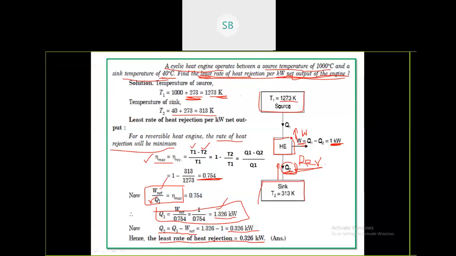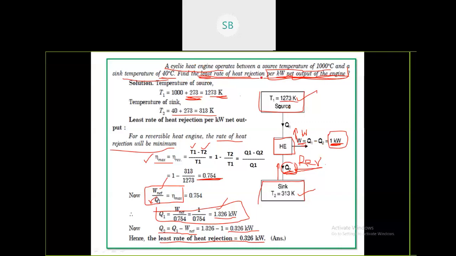So first of all, whenever we have to find out anything, you should know what the given things are and put those things in the diagram. Whenever we put those things in the diagram, it is simple to analyze. They give temperatures to us, so we put the temperatures in the diagram. From the statement per kilowatt net output of the work engine, we find out the work.